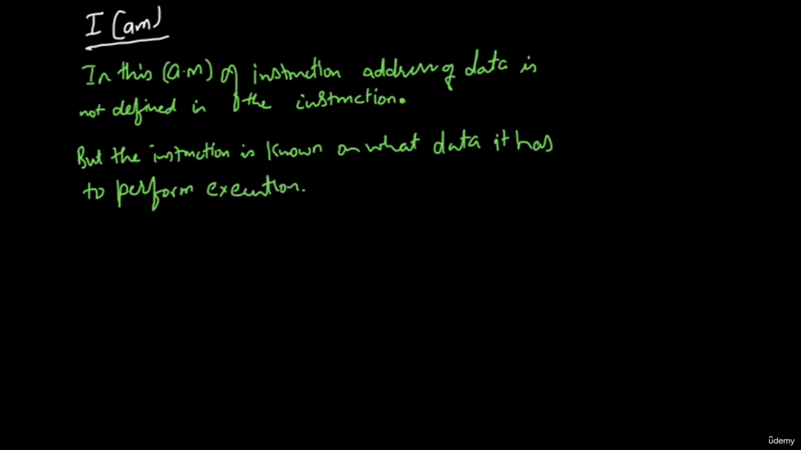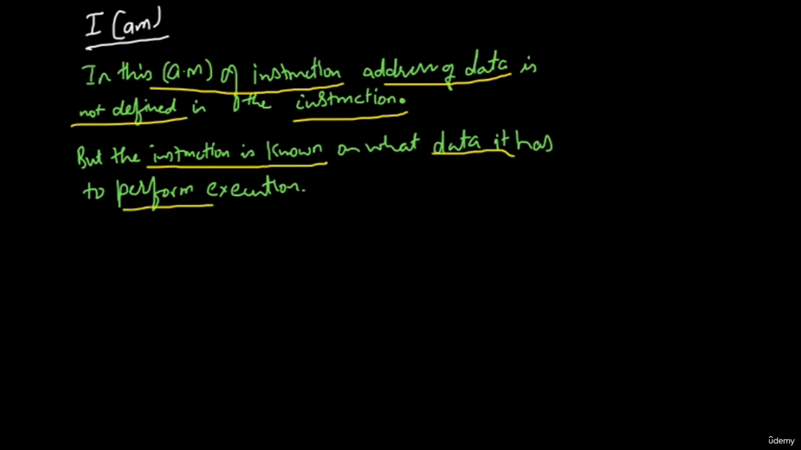So let's learn this first. In this addressing mode, instruction addressing data is not defined. So you do not know about the address. So the instruction does not know about the address. But the instruction is known that on what data it has to perform execution. It knows what to execute, it knows on which data it has to execute, but it does not know where it has to be executed.